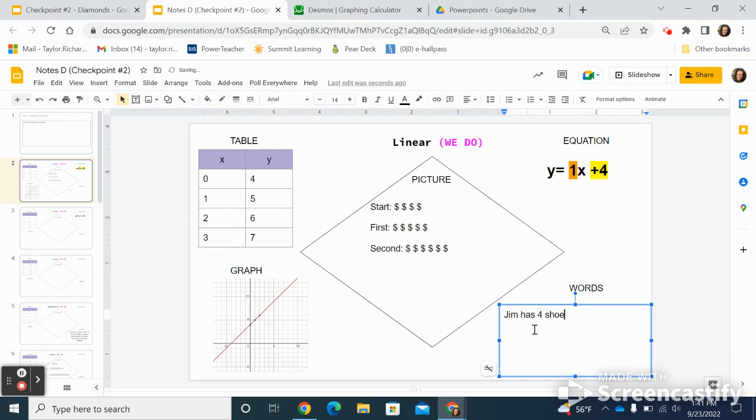It could be 4 shoes. It could be 4 shirts. It could be 4 dogs. I mean, you make up whatever you want. I'm going to say Jim has 4 dogs.